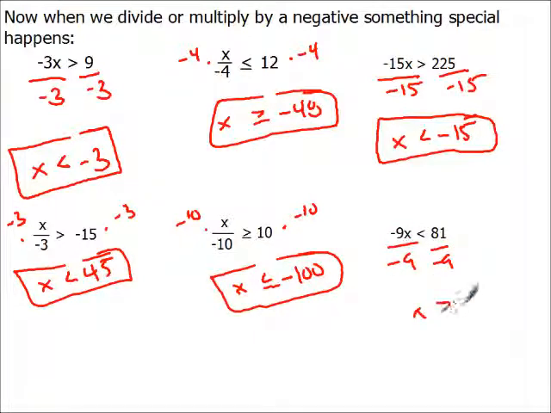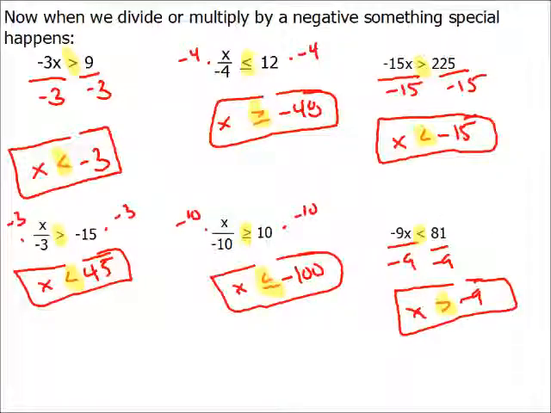So x is greater than negative 9. Alright, so what we should have seen here is all these had to do with multiplying or dividing by a negative. And we should have noticed that every single one of my signs flipped. So whenever we multiply or divide by a negative number, our inequality symbol switches sides.